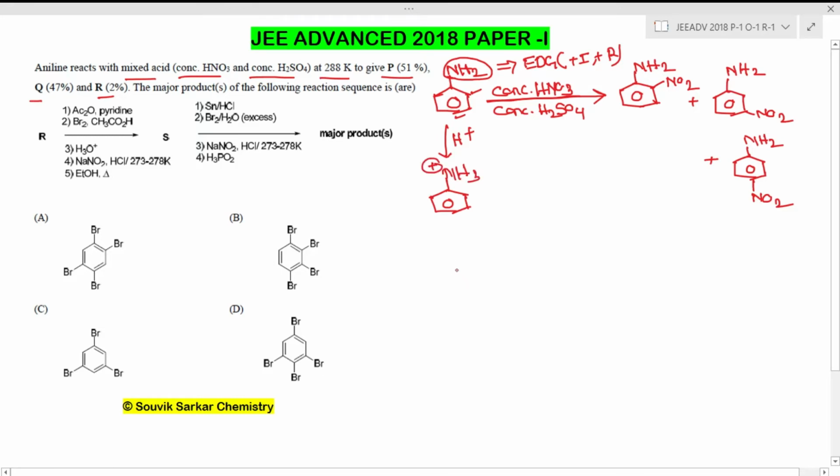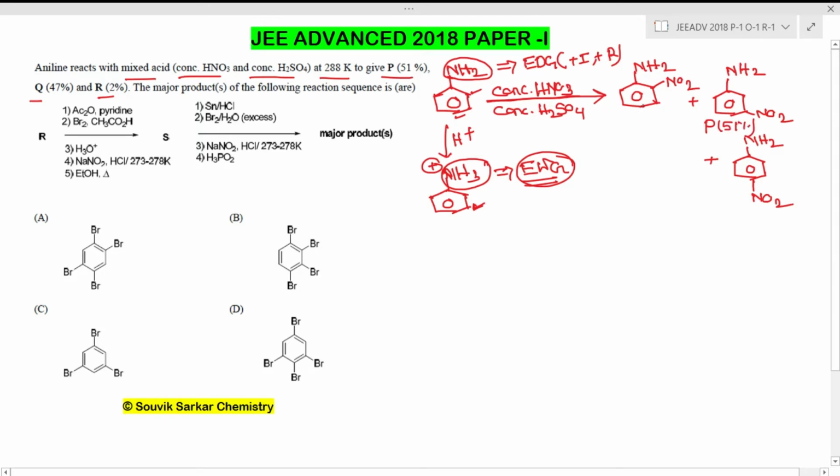This is our anilinium ion. In case of anilinium ion, this is a strong electron withdrawing group. So it withdraws electron from the ring, and as a result, the nitration, or electrophilic aromatic substitution, occurs preferentially at this meta position. So here we will get the meta isomer as our major product, so it should be our P, that is 51%.